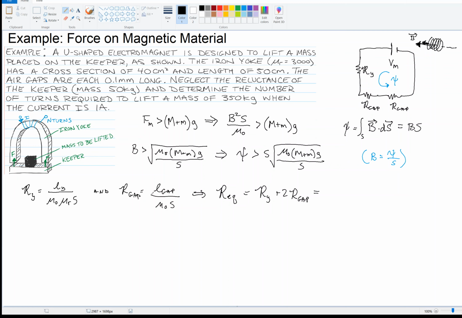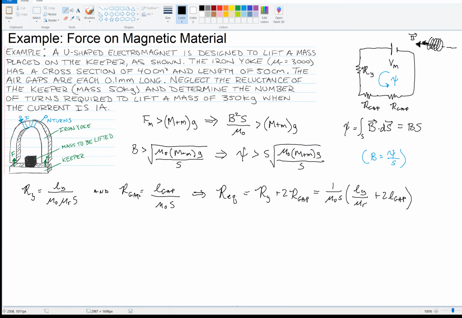And so they each have a mu 0 S in the denominator. So I can pull out mu 0 S just to make the calculations a little bit nicer, and I have the length of the yoke divided by mu r plus 2 times the length in the gap. Right, so 1 for each gap. Okay, so now I'm going to try to pull together all of this stuff.